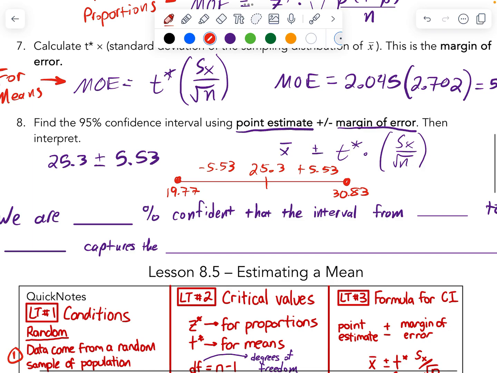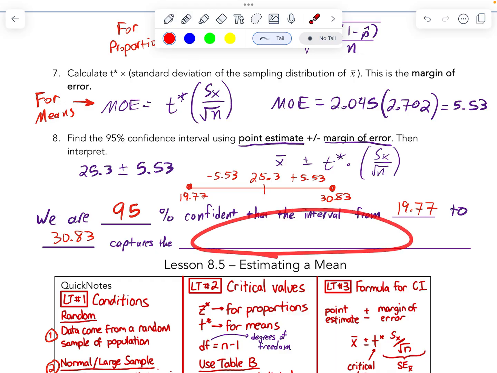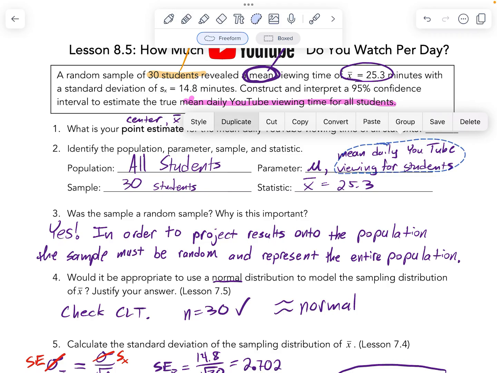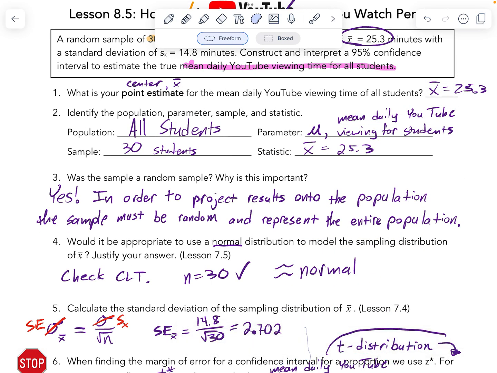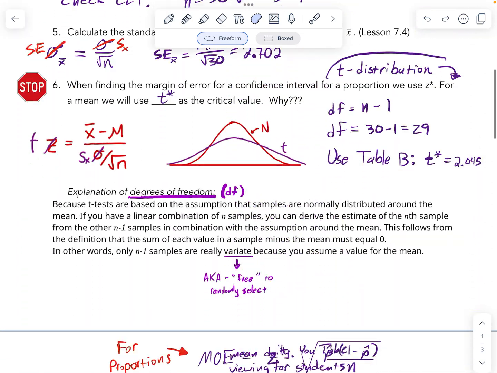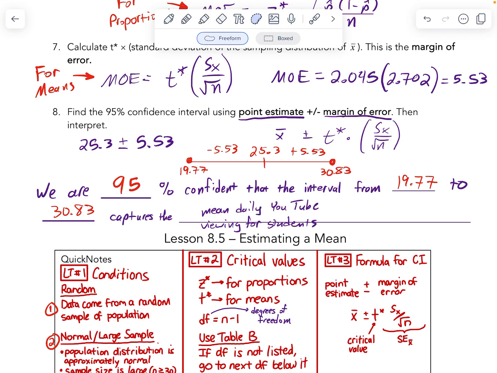What was our percent confidence? We're 95% confident that the interval from 19.77 to 30.83 captures the what? This is the parameter. I'm going to be smart here. I don't want to write it again. So I'm going to copy it from up here, from the parameter. Just duplicate it and bring it down. Oh, that didn't work very well. Come on. There we go. Just put that in there. Okay? So there it is. There's your first interval. Your first interval for a sample mean.